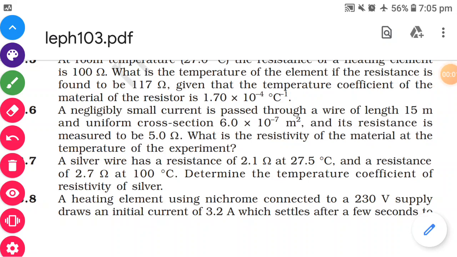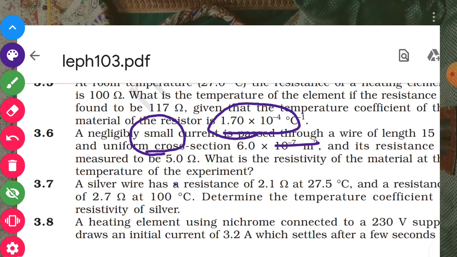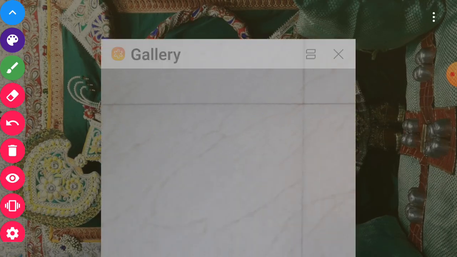Numerical number 3.6. A negligible small current is passed through a wire of length 15 meter and uniform cross section of 6 into 10 raised to minus 7 meter squared. The resistance is 5 ohm. Find the resistivity.